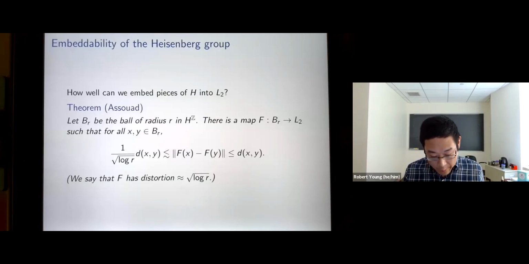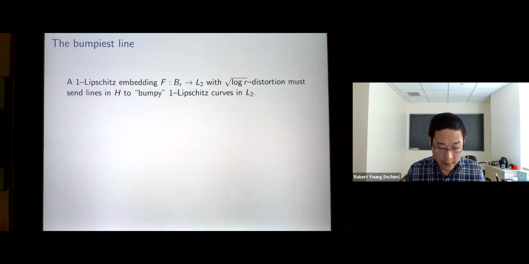And so how do we construct a map like this? Well, one way to think about it is that the argument we just made about the red lines and the blue lines, about these two foliations, means that if a Lipschitz map is too smooth, if it's too differentiable on these horizontal lines, then it's going to collapse the metric somewhere. So in order to get a nice embedding of a subset of the Heisenberg group, a nice embedding of this ball, it can't send horizontal lines to curves that are too smooth. It has to send horizontal lines to curves that are bumpy.